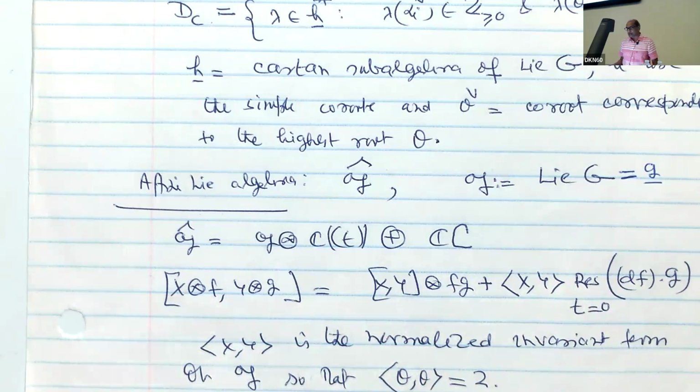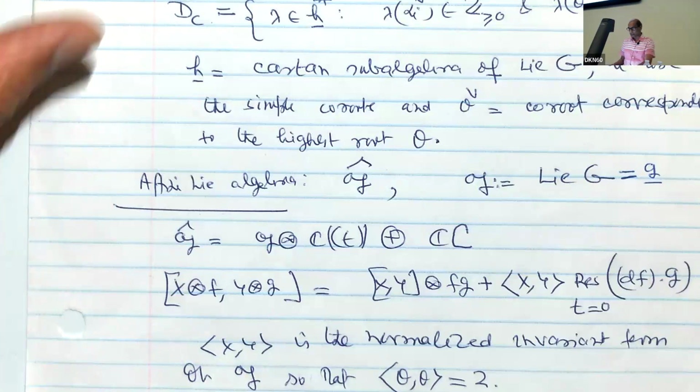Now this bracket is the normalized invariant form, which gives us theta equals 2. The norm theta square is 2. And X and Y are elements in the Lie algebra G, and F and G are elements in the Laurent series ring. So that's the affine Lie algebra.